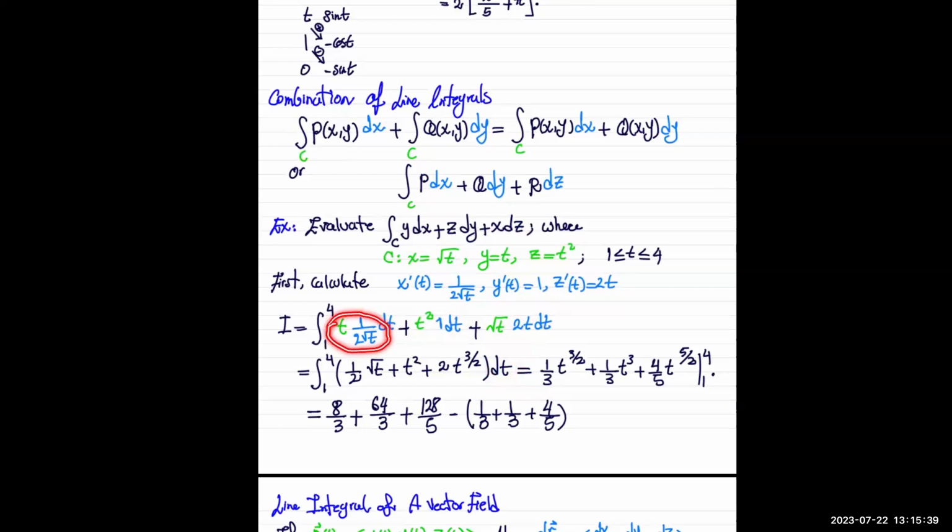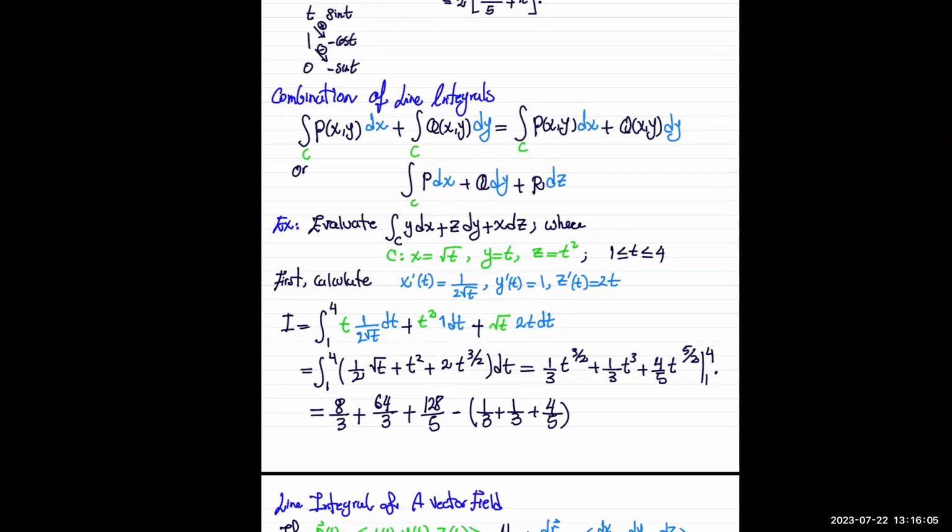Multiply or simplify these. T over 2 root t is just 1/2 root t. Here just half t squared. And here we have root t times 2t. That's 2t to the 3/2. Root t is the same as t to the 1/2. When you multiply t squared by t, you get t to the 3/2.